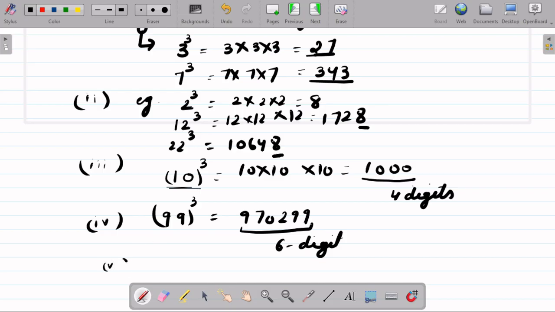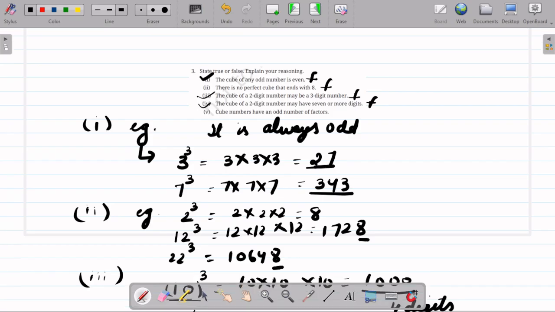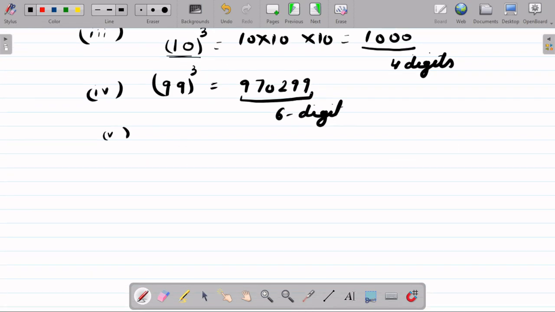Lastly, the fifth one. The fifth one is the cube numbers have an odd number of factors. This is also false. A cube number which is having an odd number of factors. So this is also false. And how is it false?